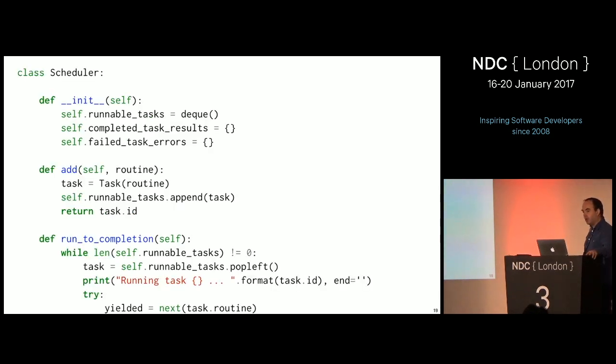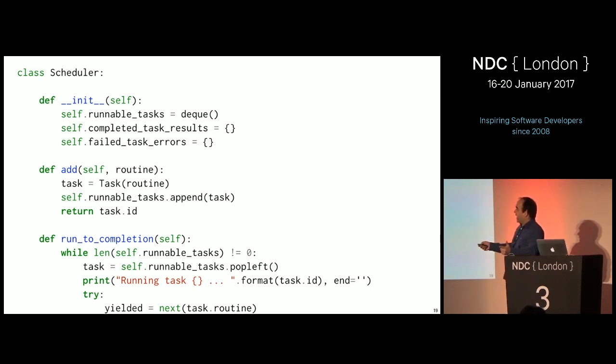Now we need a scheduler to run this routine for us, because doing all this next StopIteration stuff by hand is quite fiddly. So our scheduler is very simple. The scheduler contains a queue of runnable tasks, and it contains two dictionaries which contain results from completed tasks or exceptions which have been raised by tasks which have failed.